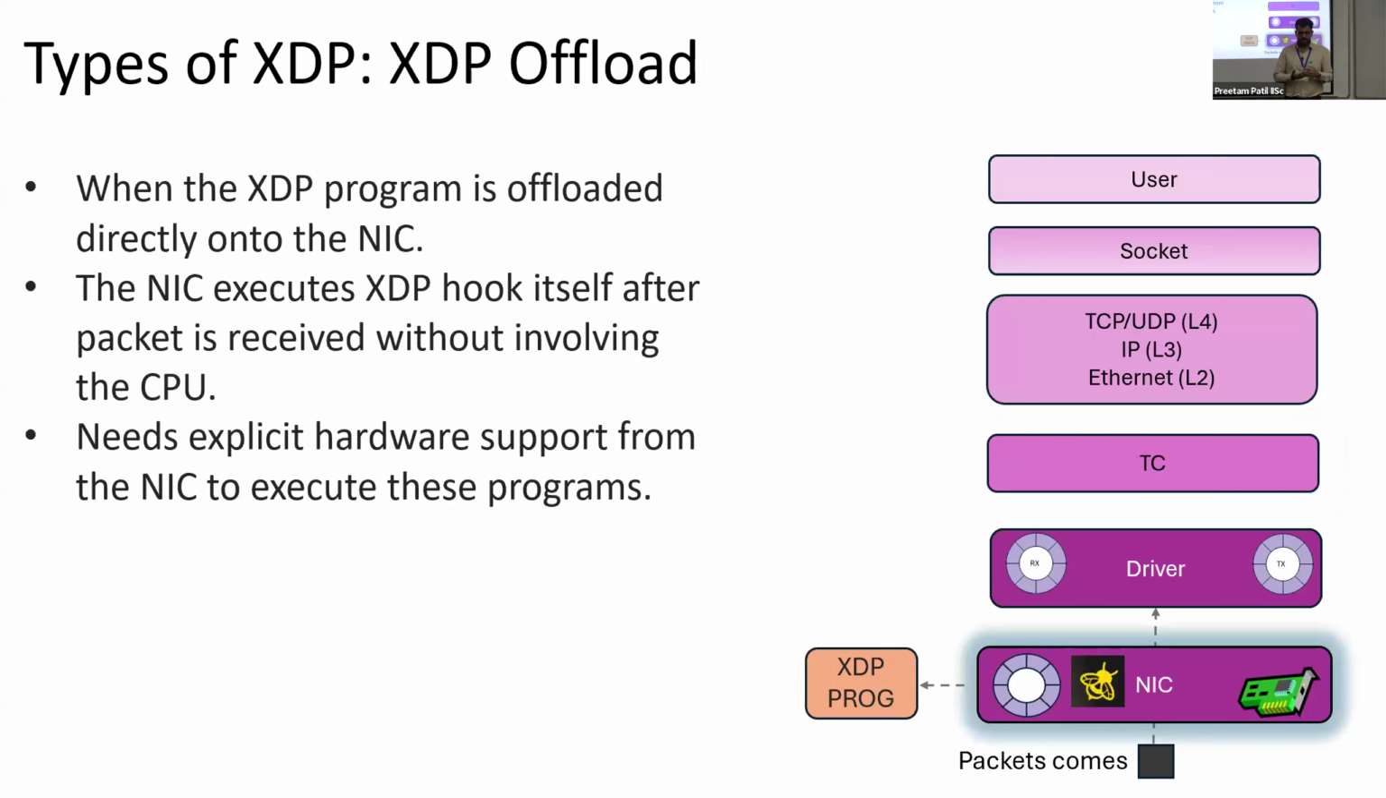And finally, if you were to move everything down to the NIC, it's called the XDP offload hook, where the XDP program, or the P4 program, directly gets executed inside the NIC, and this obviously needs special support from the hardware to execute these programs.